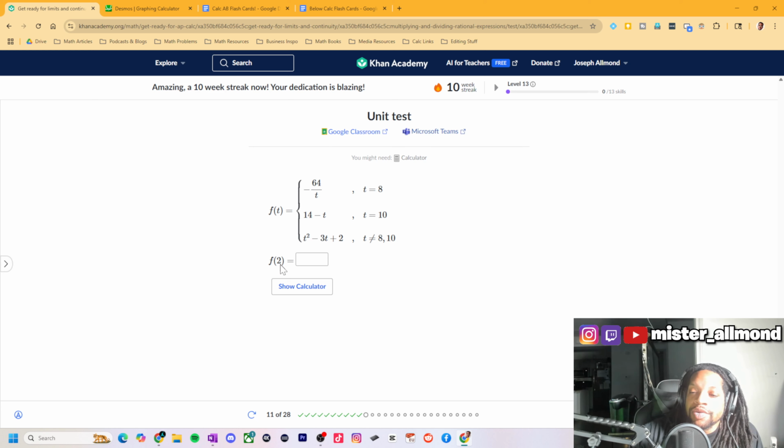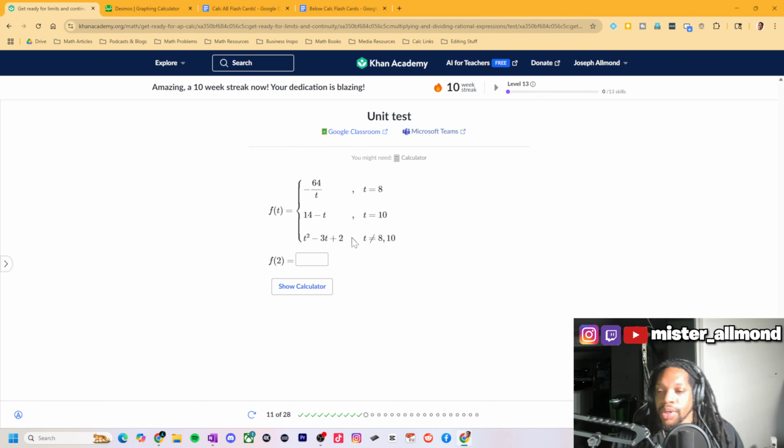So right now they want us to evaluate f of 2. So I just look and see which branch does 2 fit in. This first one says t equals 8, and we know that's not true because t equals 2. Same thing for the middle branch. And then this third branch says that t is not 8 or 10. And 2 is not 8 and 2 is not 10. So that bottom branch is what I'm going to be using.